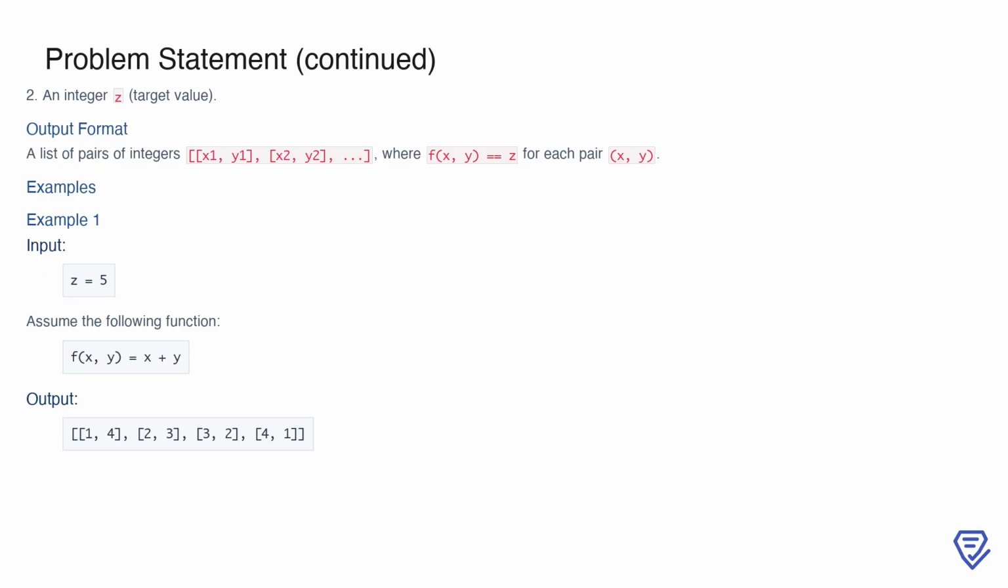The output is expected to be a list of pairs of integers. Each pair (x, y) in the output must satisfy the condition f(x, y) equals z. The pairs should be formatted as a list of lists, such as [[x1, y1], [x2, y2]]. Now, let's explore some examples to better understand the problem requirements.